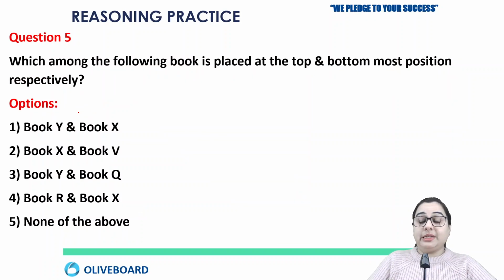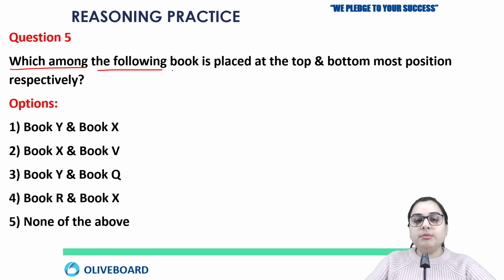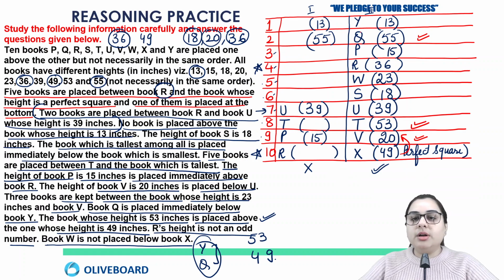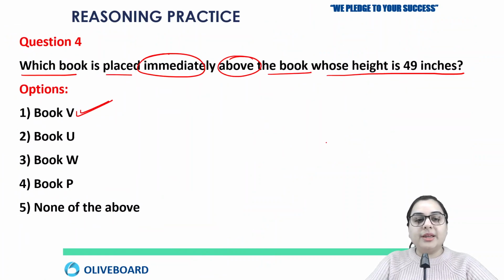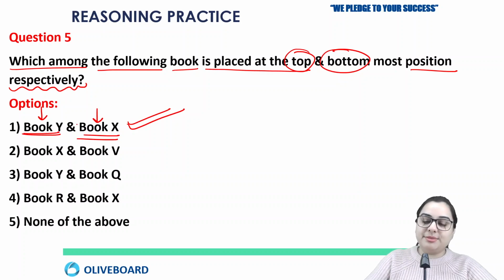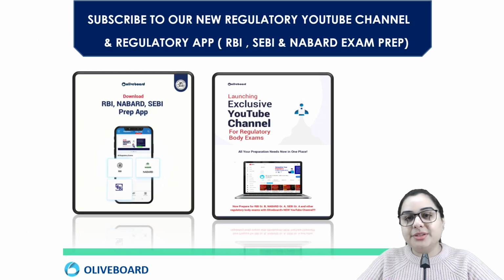Now be very careful while solving this question: which among the following books is placed at the top and bottommost position respectively? Respectively means the first answer should be for the topmost position and the second answer should be for the bottommost position. So on the top it is Y and on the bottom it is X. The answer will be Y and X, that is option number 1. Book Y is the topmost book and book X is the bottommost book. And with this we are done with the questions for today.